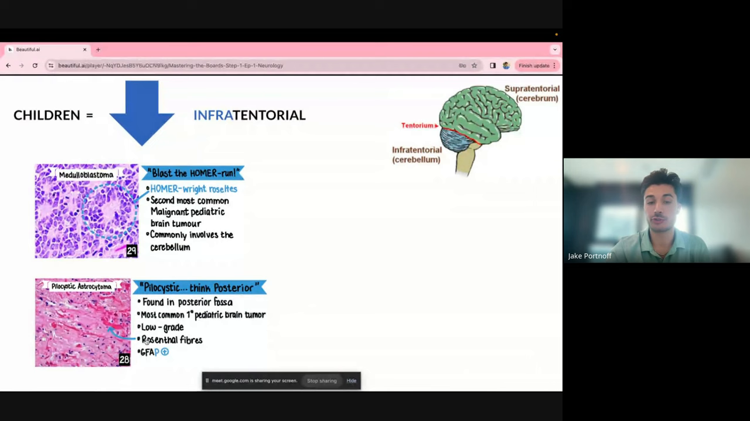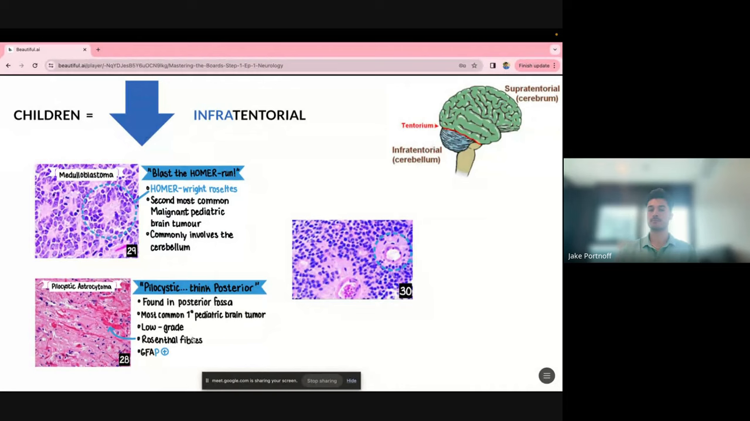I remember the P's of pilocytic, right? It's a pediatric brain tumor, posterior fossa, GFAP positive, right? This one's going to be low grade. It actually has typically a pretty good prognosis, okay, guys? Your most common brain tumor. Last one, what is this, guys?